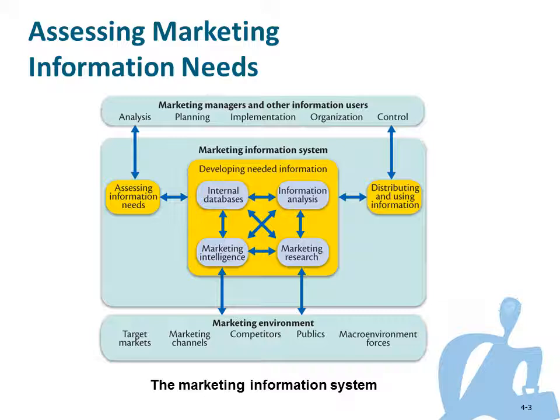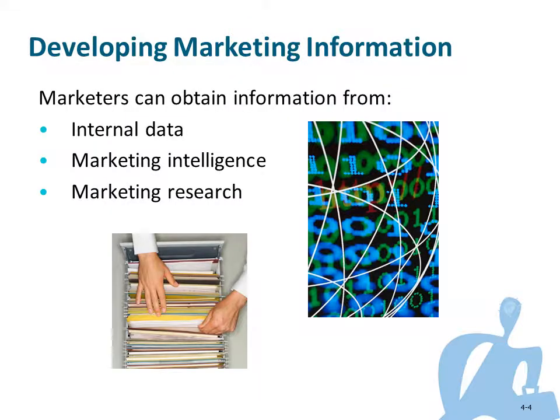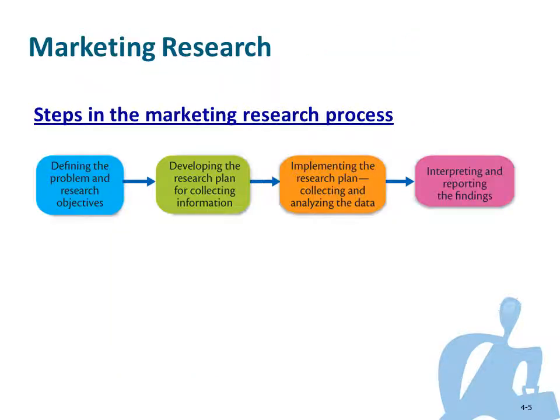In the last part, we discussed assessing marketing information. The marketing information system consists of marketing managers and other information users, and the marketing information system and the marketing environment. Then we discussed the developing marketing information stage, where marketers can obtain information from internal data, marketing intelligence, or marketing research. Then we discussed the marketing research steps, the steps in the marketing research process.